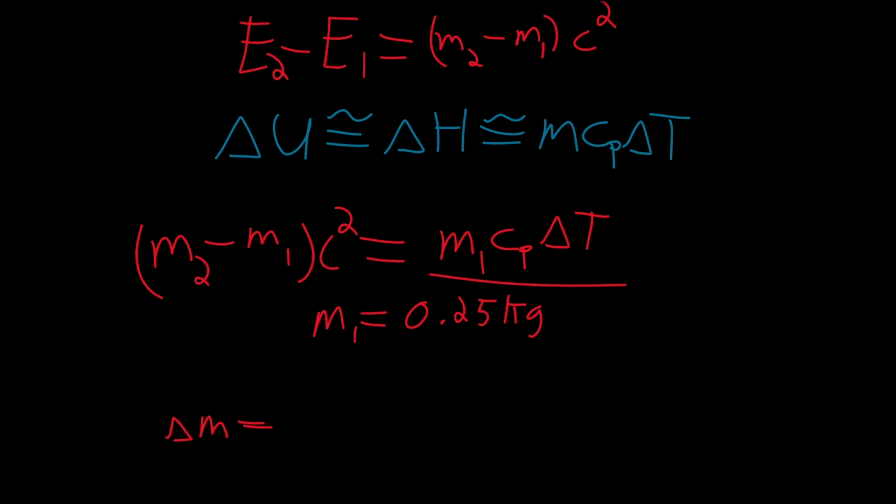So what we have is then 0.25 kilograms times the specific heat of our potato times the temperature, how much we're changing it, and then divided by the speed of light squared.